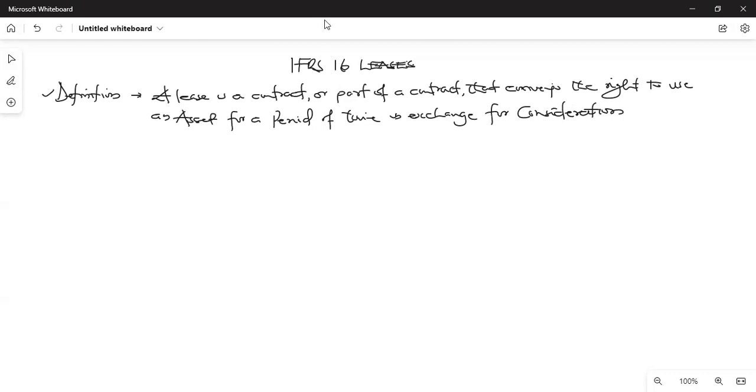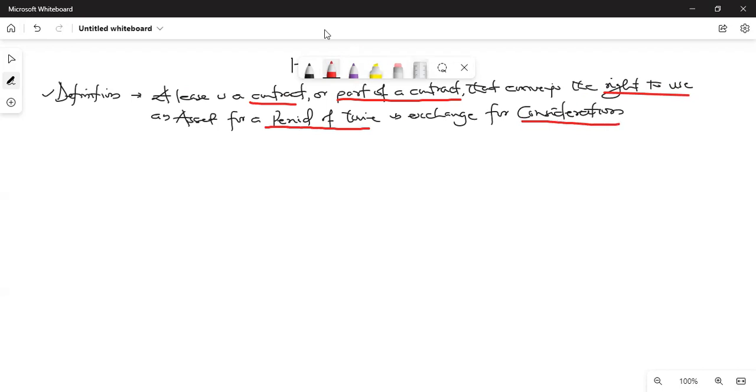What you need to take key note of is that it is a contract or part of a contract, but most importantly, it conveys the right to use an asset over a period of time in exchange for a consideration. These words are very important in trying to understand the lease concept.